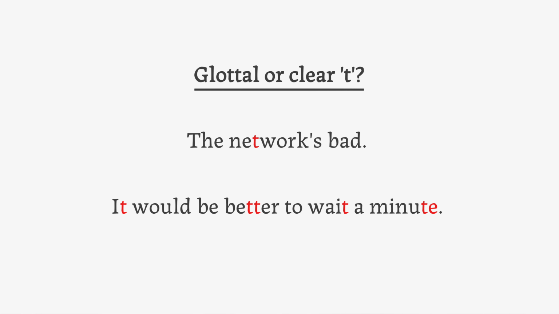So here in "network", we are going to have a glottal T because it's T at the end of a syllable before a consonant sound, W. We would also be very likely to have a glottal T in "it would" because it's T across a word before a consonant sound of W again. In "better", we're most likely going to have a clear T because it's before a vowel sound. And the same goes for "waiter". It would be quite likely that we would have a clear T sound because it's before a vowel, although some people in really quick informal speech would also say "wai'er".